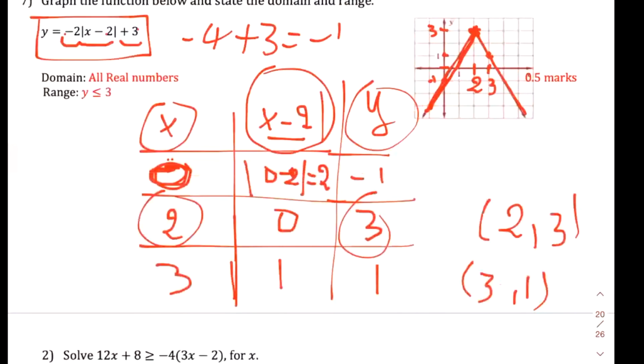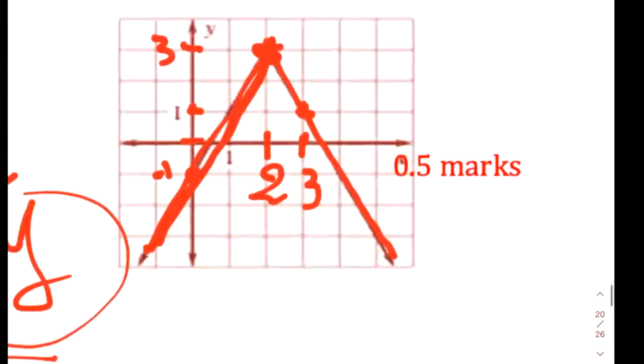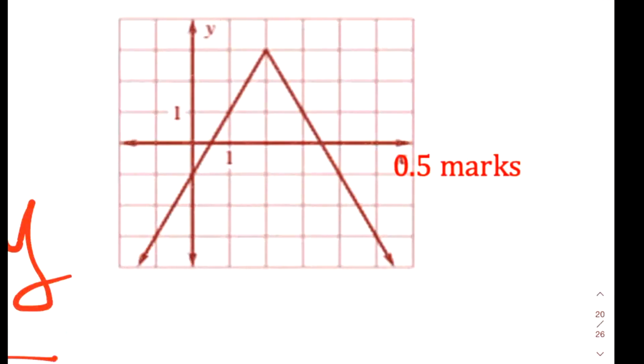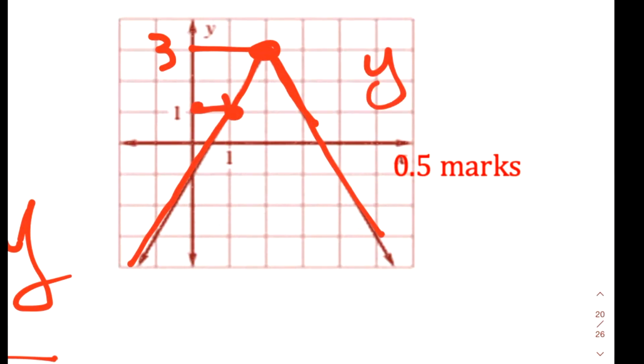What is the range? The range are all the values of y. As you can see in your graph, you can see that the y for any point on the graph, let me delete so you can understand. Okay. As you can see, the top value for y is 3. Anything else is below 3. Anything else is below 3. If you take any point, you find it less than 3. And that's why y is less or equal than 3. Okay.